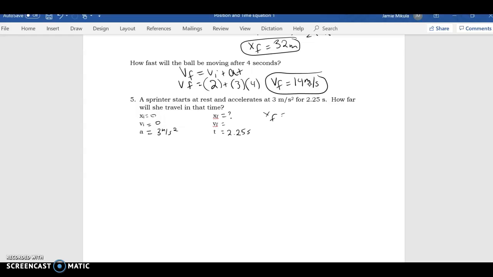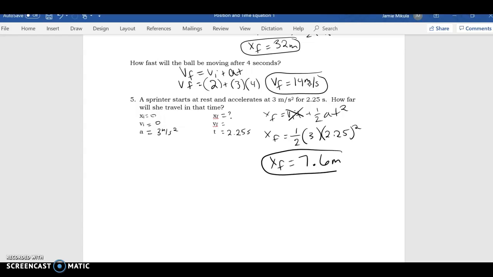Okay, so XF equals VIT plus 1/2 AT squared. XF, I want to know. VI is 0, so I can leave that whole portion out because anything times 0 is 0. So I'm going to go straight to 1/2 times 3 is A. T is 2.25 squared. So when I do that, 0.5 times 3 times 2.25 squared is XF equals 7.59. I'm going to round up to 7.6 meters.